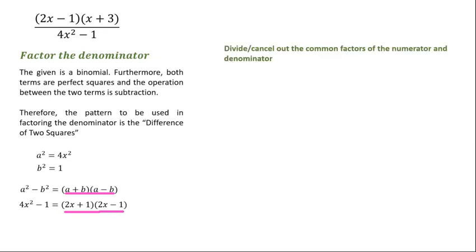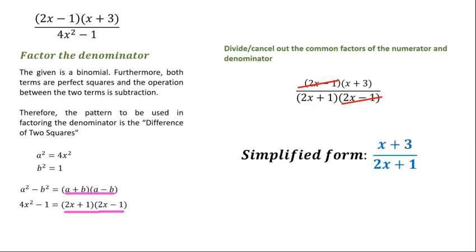And then i-substitute natin yung ating factored form ng denominator, para ma-cancel out natin yung mga common factors, which are dalawang 2x minus 1. And since wala na ibang pwedeng ma-cancel out, therefore, yung simplified form ng ating fraction is x plus 3 over 2x plus 1.